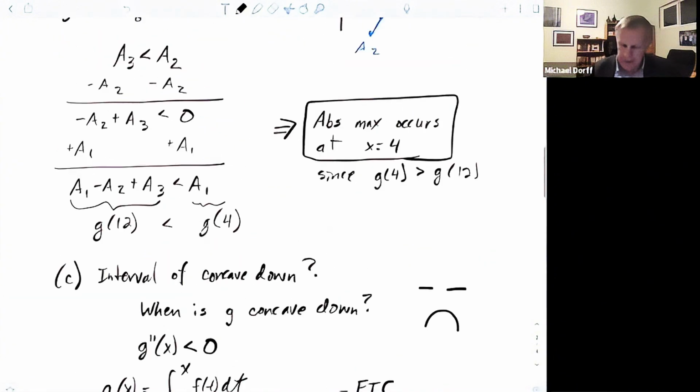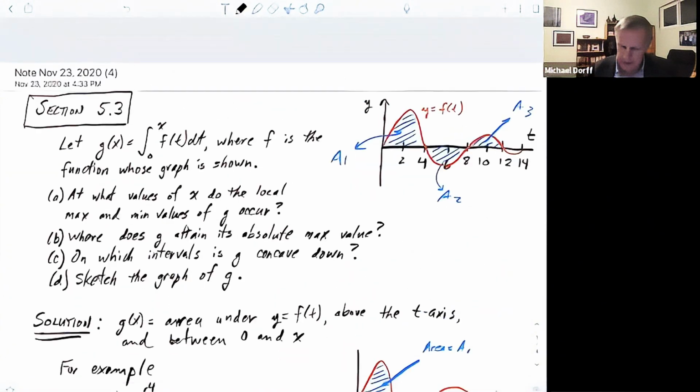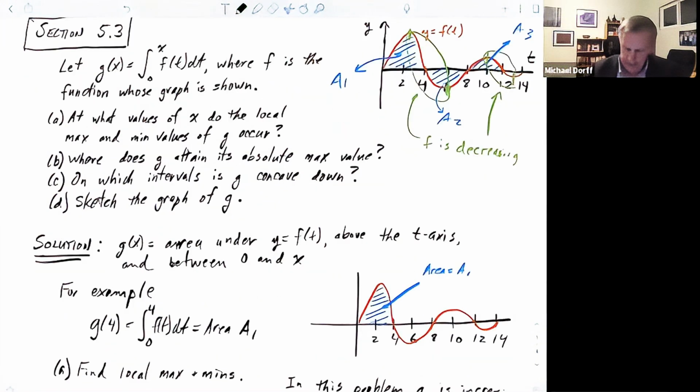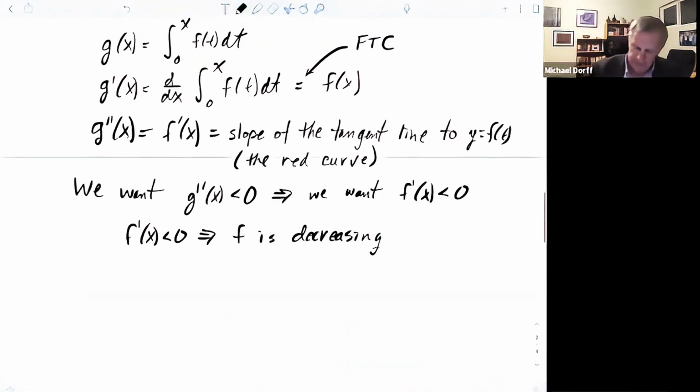So I go back to my original curve here. Where is the red curve decreasing? Well, I look at this from 2 to 6. The curve here, f is decreasing. It's also decreasing from 10 to 13. It's also f is decreasing. So my answer here is that f is decreasing on the intervals from 2 to 6 and 10 to 13.